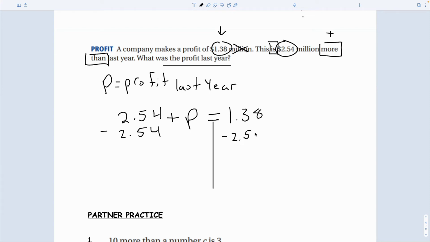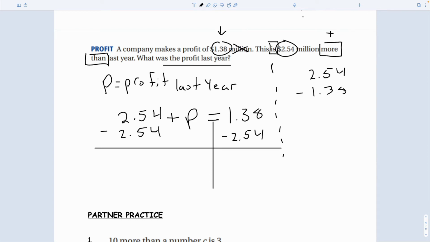Subtract 2.54 on both sides. Is this answer positive or negative in the end? Who wins the battle, Avery? Yeah, 2.54 is bigger than 1.38. Liliana, help me subtract.